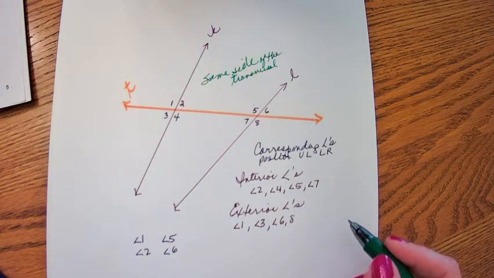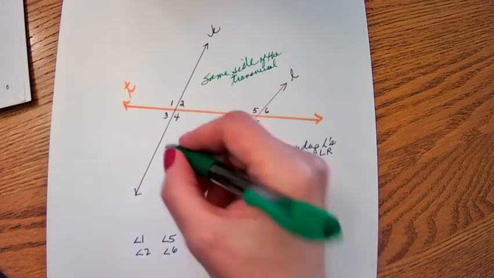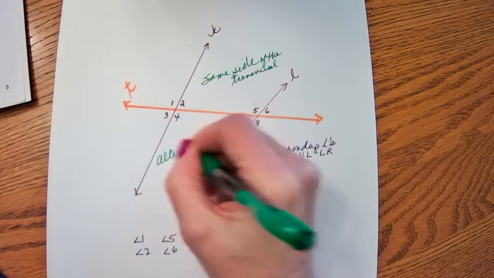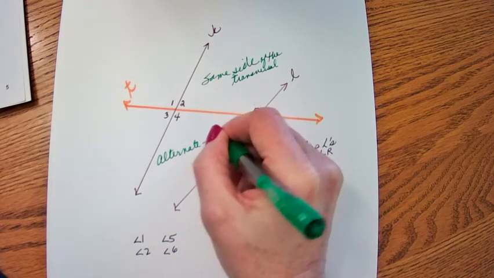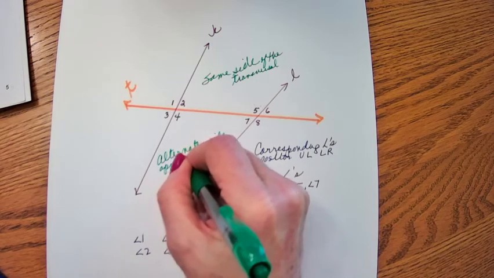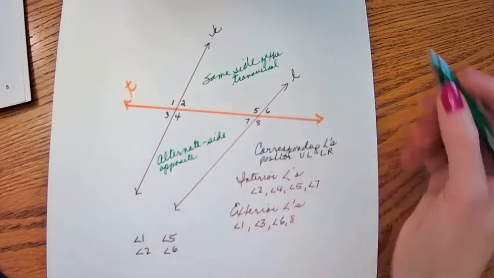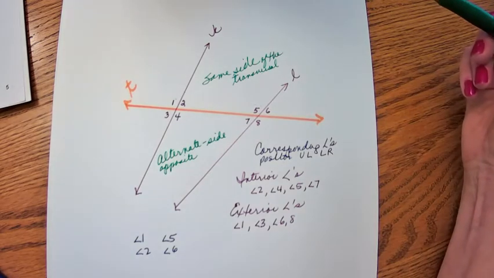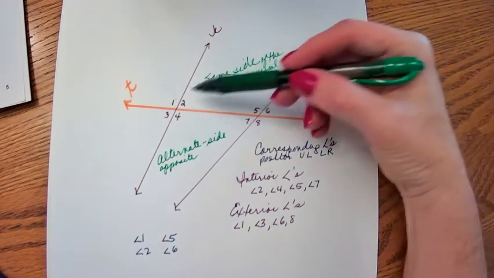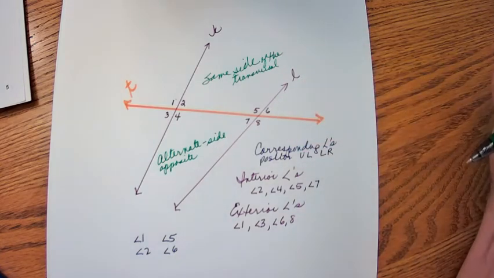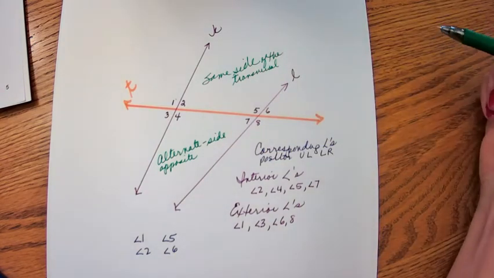If angles are not same side, they would be called alternate side, meaning they're on opposite sides of the transversal. They're not on the same side. So angle 1 and angle 4 are opposite side angles. Angle 2 and angle 7 are opposite side angles. So those are just some notations.